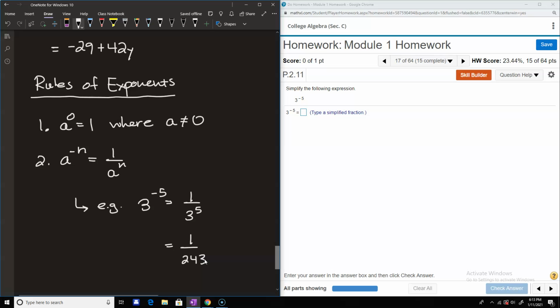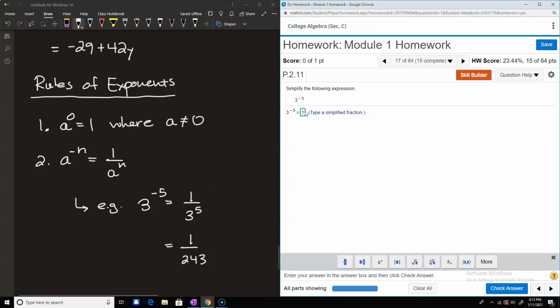Notice the number itself is actually a positive number, even though we started with a negative exponent. That negative exponent really means like divide by 3 5 times. It doesn't have anything to do with a negative sign. If you take a positive number to any exponent, it's still going to be a positive number. So here we're going to write 1 divided by 243.